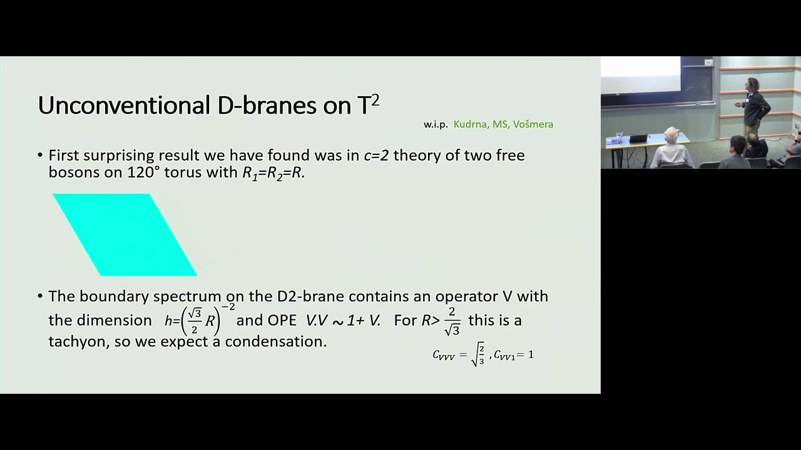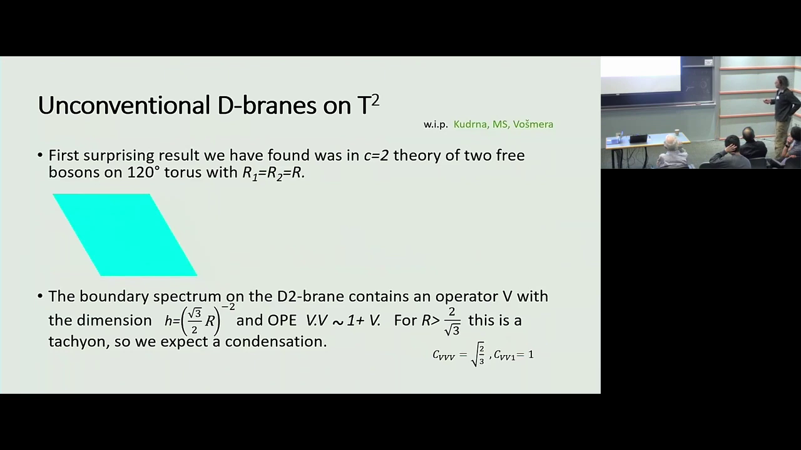And let's consider a D2-brane wrapped on this torus. This will be our initial BCFT that we understand very well, described just by free bosons. There is one combination of the cosines of those fields which has this conformal dimension. It goes like 1 over r squared, this coefficient, due to the 120 degrees. And the OPE of that operator, the fusion rule, is that it goes to 1 plus itself.